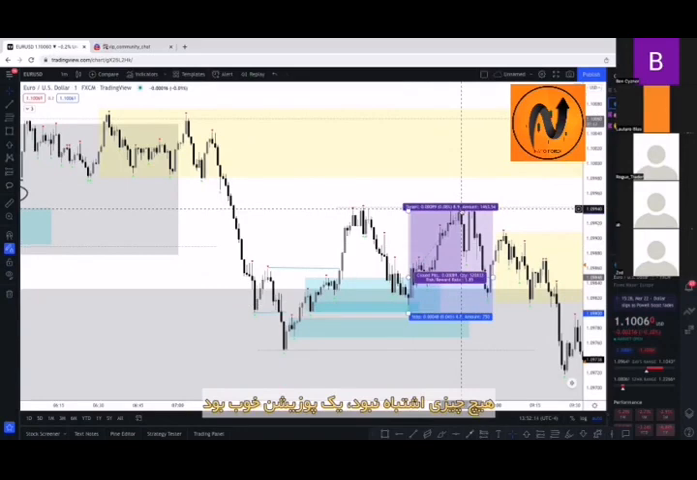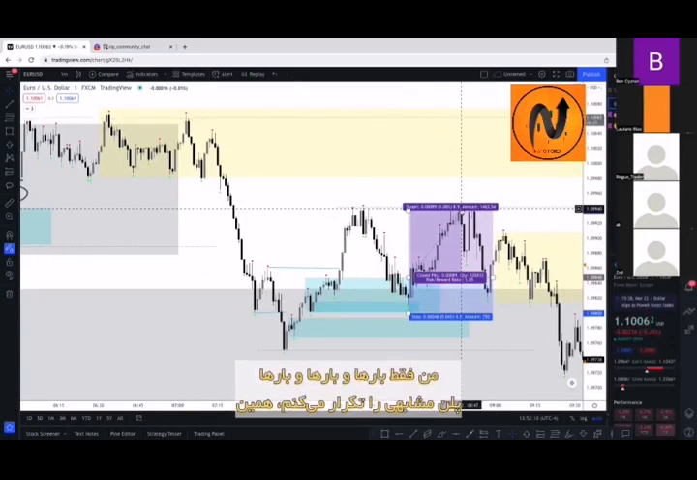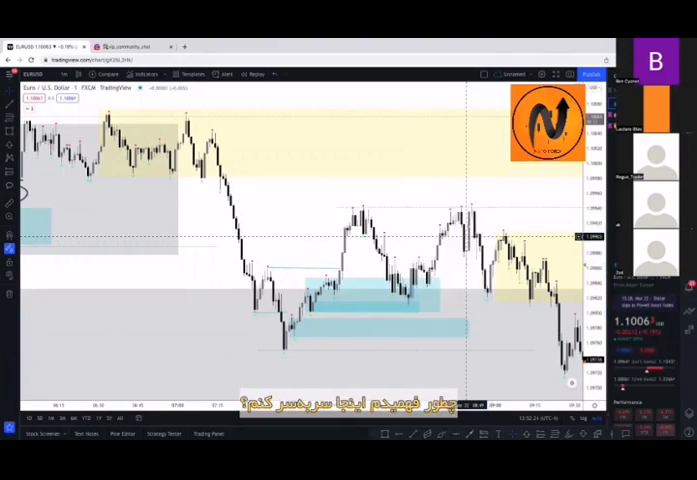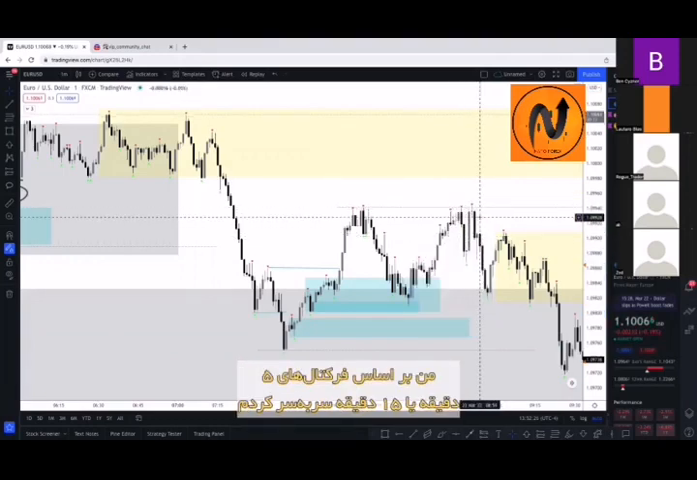Nothing wrong with it. It was a good position. I was just sticking to the rules. That's all I'm ever doing. I'm sticking to the same plan over and over again. That's it. How did I know to go break even here? I break even based off of either the 5-minute fractals or the 15-minute fractals. It's the only time you'll ever see me in the 5-minute chart.